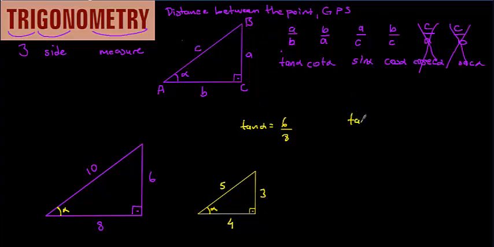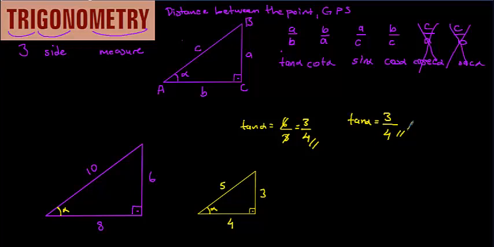Tangent of alpha is going to be 3 over 4 for the big triangle, and 6 over 8, if you simplify, is equal to 3 over 4. The measurements of the sides changed, but the tangent value didn't change. It is 3 over 4 for the big triangle and 3 over 4 for the small triangle. All these things are part of trigonometry.